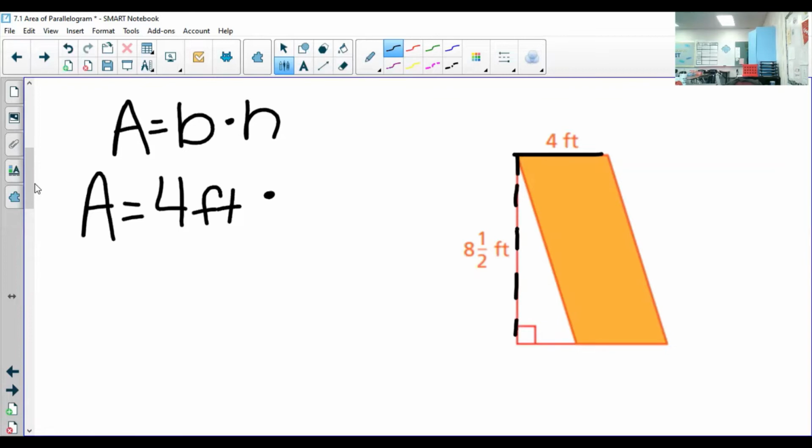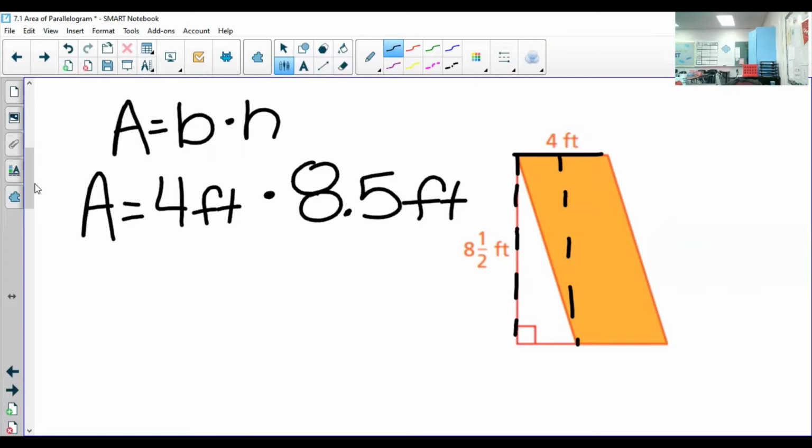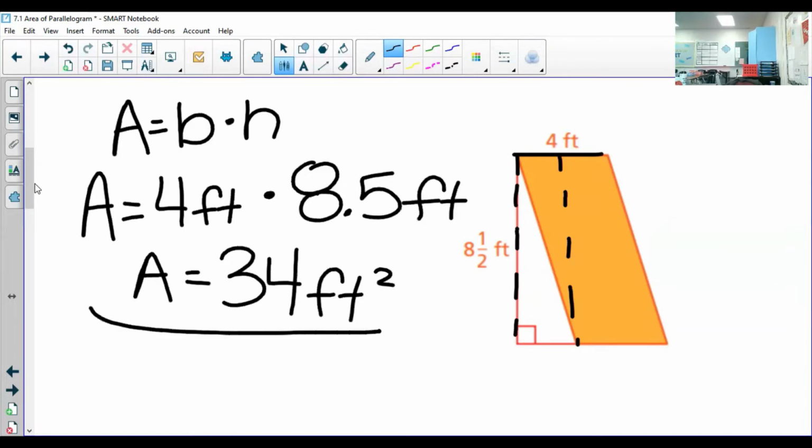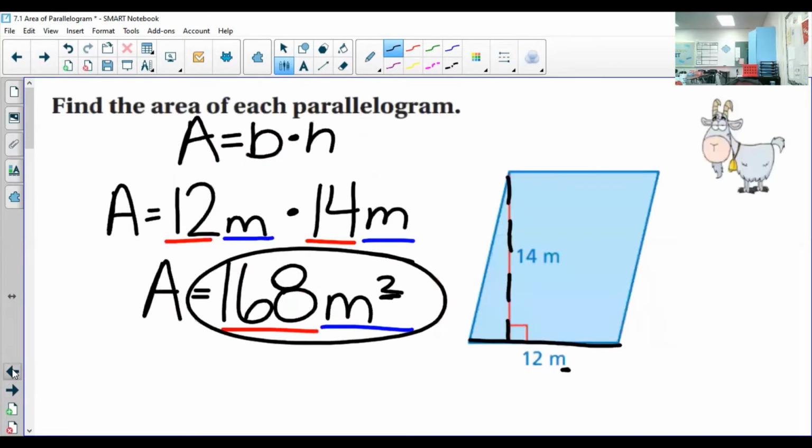And that's okay, right? Because it's the same distance as that. They just put it outside instead. And 8.5 feet is my height, and I know that 8.5 can be written like 8.5. And then all you have to do is just do your calculating. So 4 times 8.5 is 34. And then feet times feet is feet squared. And that would be your answer. Okay, hopefully you're kind of getting the hang of this. Let's do one more.